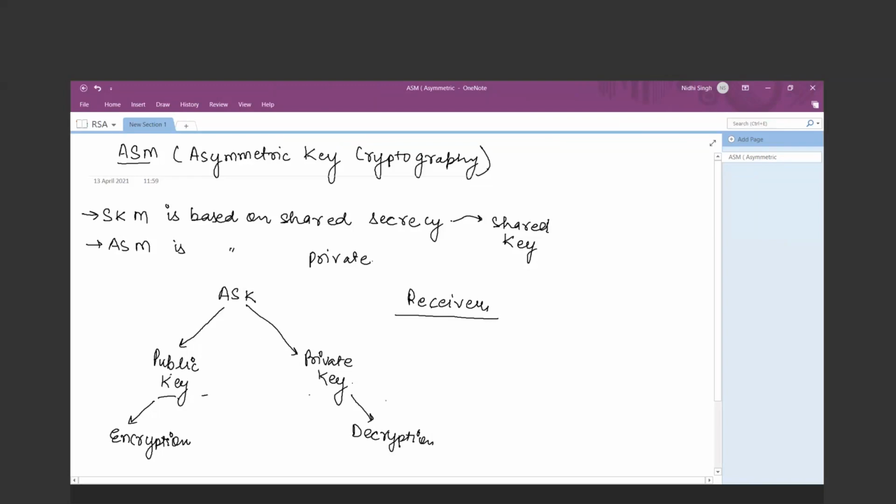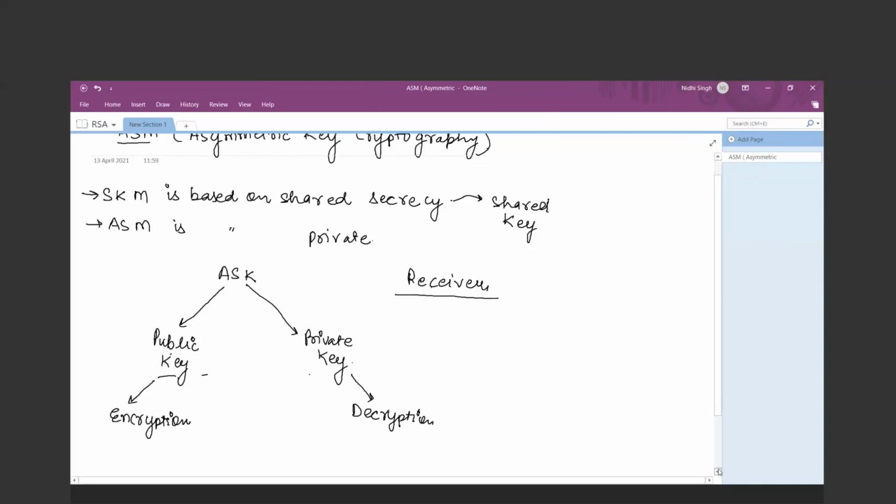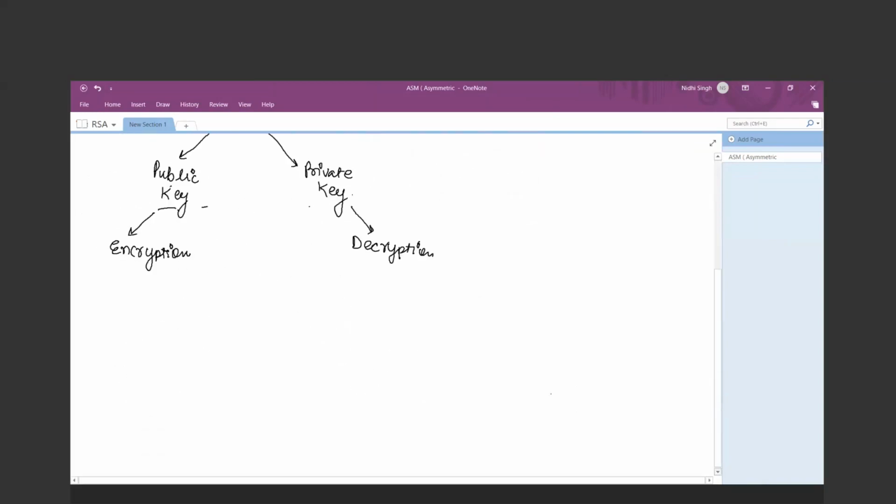And only an entity having the private key is able to decrypt the ciphertext and fetch the plain text. So the public key is known by all, but the private key is secret. The private key is only with the receiver entity, such that only the receiver can decrypt the message and understand the content of the message. So it is receiver oriented.